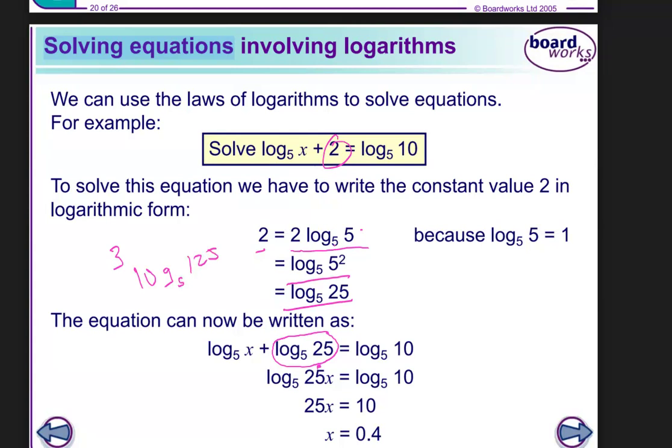So all of them now have the same base. Because this one is multiplication, you can see it's going to be log base 5 of 25x. This one stays. So you cancel the logs out. 25x equals 10, x equals 0.4. Just digest that one. Then I want us to do one that does not have any answers.